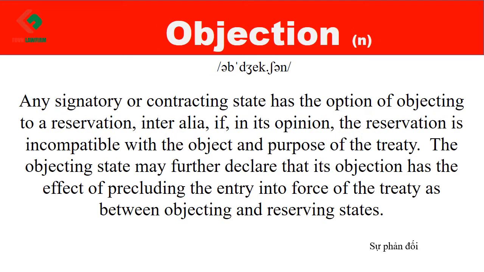Objection. Any signatory or contracting state has the option of objecting to a reservation, inter alia, if, in its opinion, the reservation is incompatible with the object and purpose of the treaty. The objecting state may further declare that its objection has the effect of precluding the entry into force of the treaty as between objecting and reserving states.